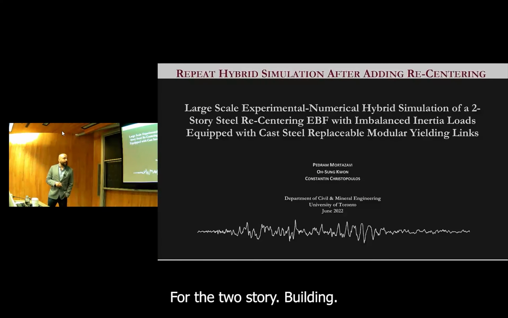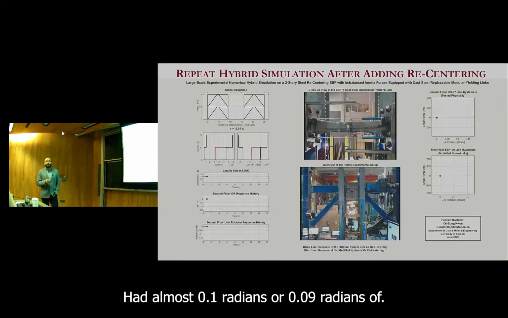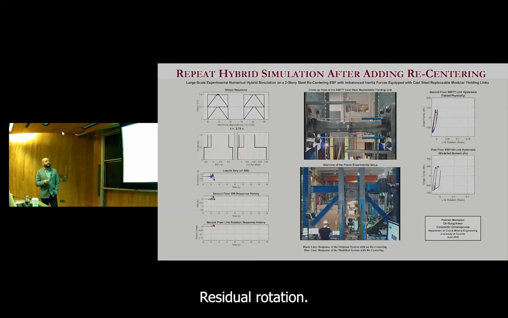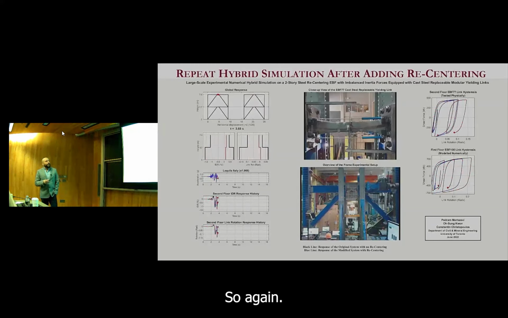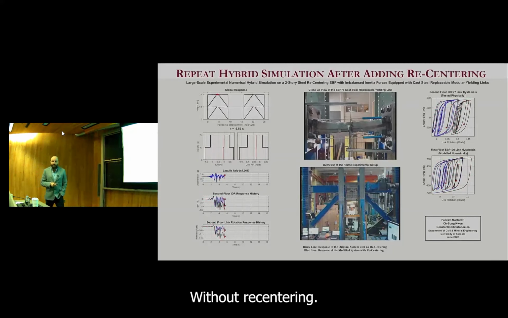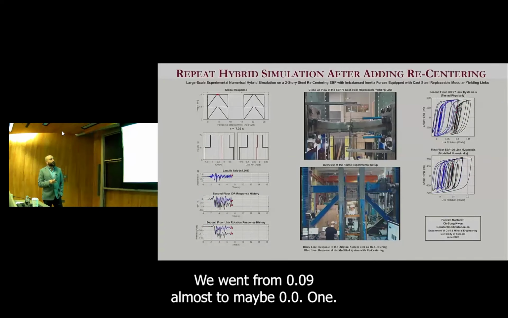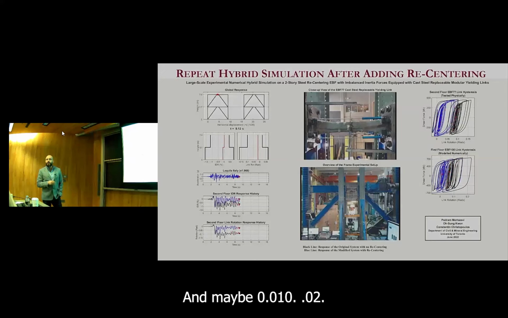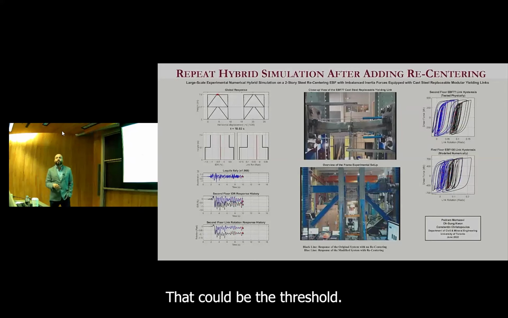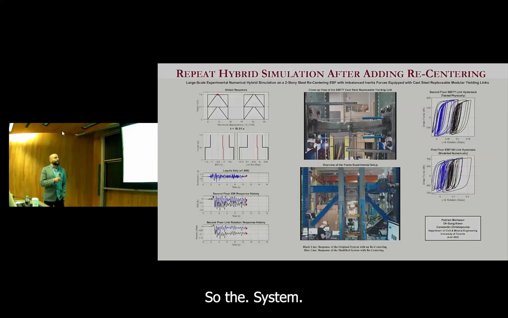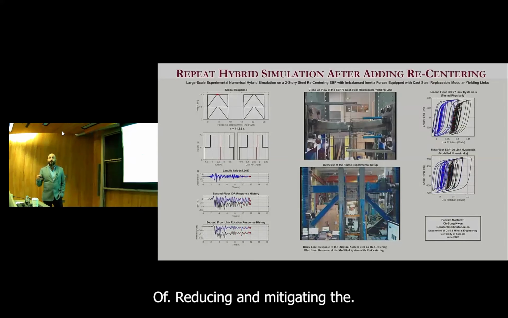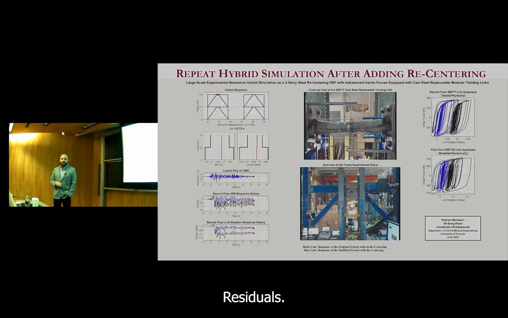The same thing for the two-story building. That one, if you recall, had almost 0.1 radians or 0.09 radians of residual rotation. So again, the blue line is with the recentering. The black line is without recentering. So we see the same thing. We went from 0.09 almost to maybe 0.01. And maybe 0.01, 0.02, that could be the threshold of replaceability. So the system works very well in terms of reducing and mitigating the residuals.